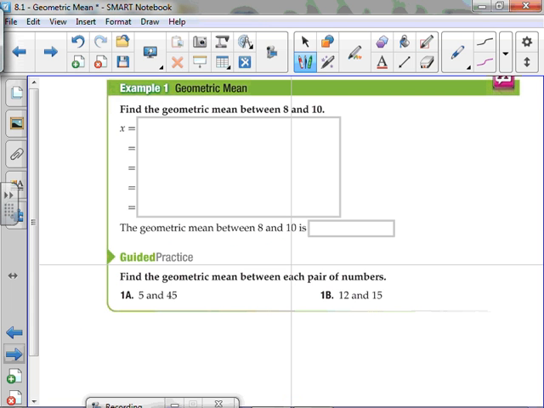Okay, find the geometric mean between 8 and 10. This should only take a couple of seconds. You want us to write it down? Yeah, you don't have to write all the words, but find the geometric mean between 8 and 10. Can you simplify that, though? Because we need to practice our simplifying radicals.